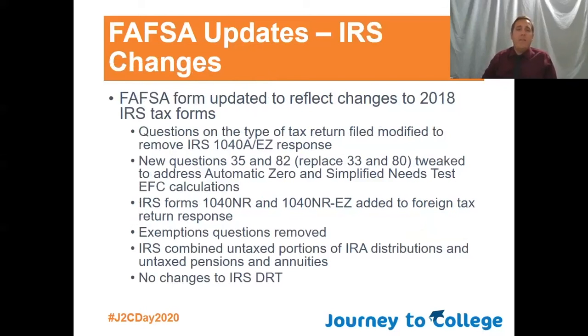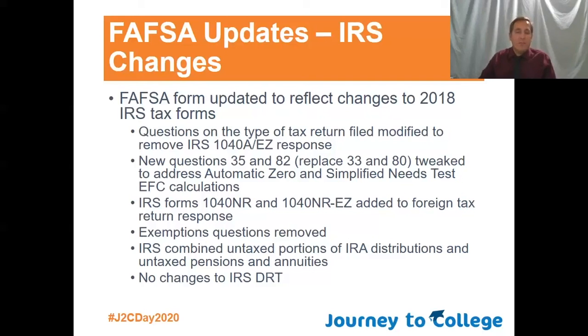So some updates that we saw on the FAFSA form, again, this is for the 2021 FAFSA. It's been updated to reflect changes that occurred in the 2018 IRS tax forms. So questions have been modified to remove references to IRS forms 1040A or EZ. So all tax filers now file 1040s, and the only differentiation is the type of schedules that we file with our tax return. So the FAFSA has been updated to exclude language that pertains to any forms other than the 1040, and instead directs applicants to the various IRS schedules that might accompany their return.